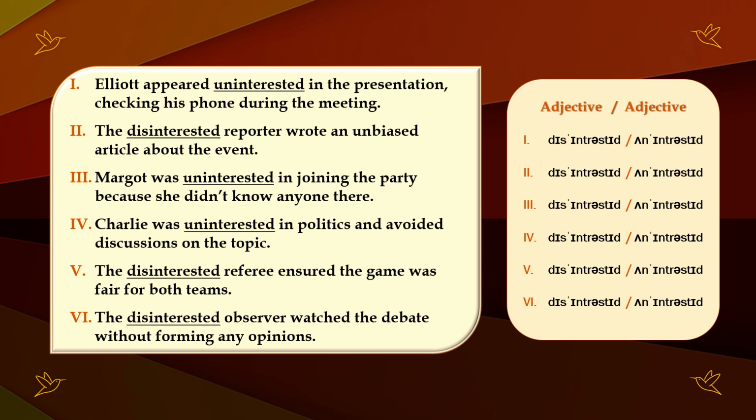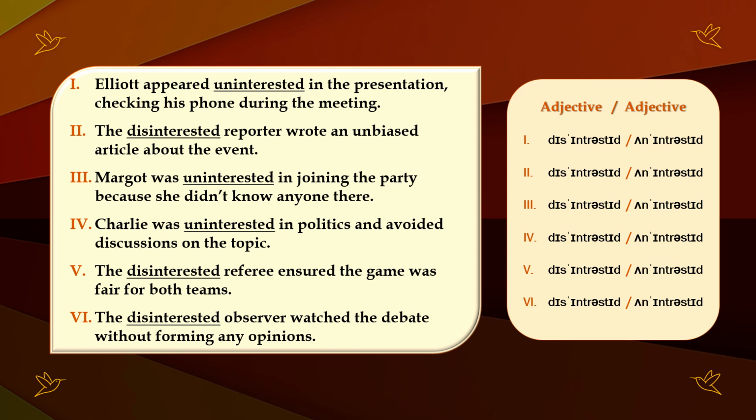Read the sentences and select the appropriate form based on context. 1. Elliot appeared uninterested in the presentation, checking his phone during the meeting. 2. The disinterested reporter wrote an unbiased article about the event. 3. Margot was uninterested in joining the party because she didn't know anyone there.